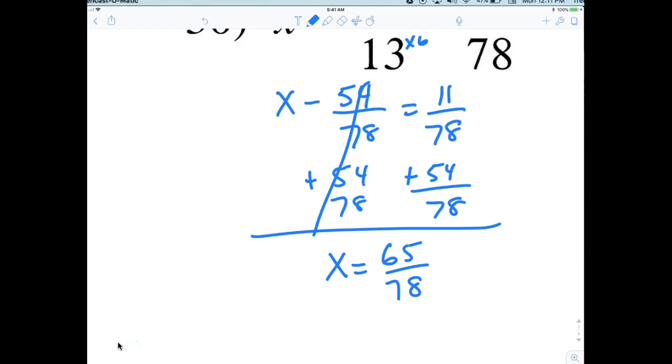So it's 5 over 6. There you go. Good job. Divide by 13. Like I said, that was really hard. 5 over 6. Everybody good with that? Yes, sir.